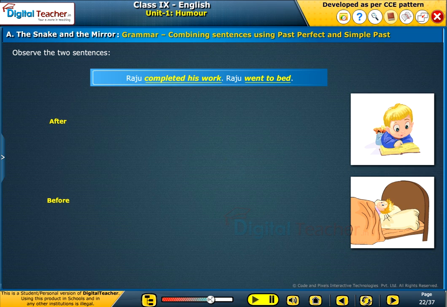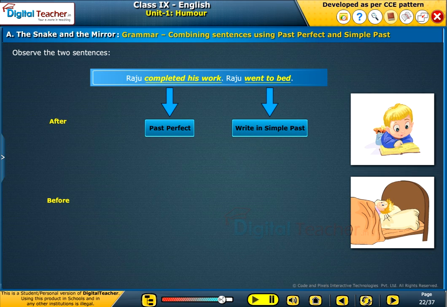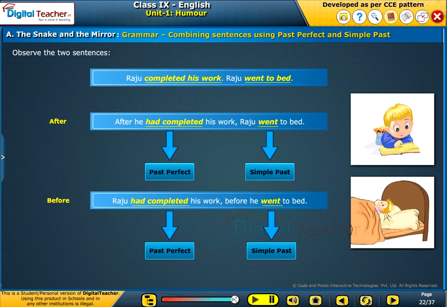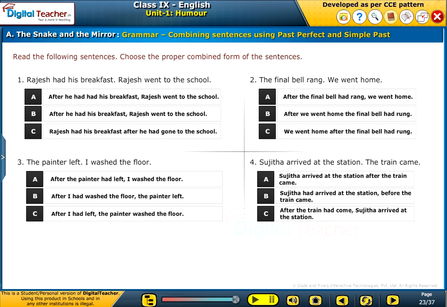In such cases, first action is written in past perfect, had plus verb 3, and the next action is written in simple past. From the example, Raju first completed his work and then he went to bed. So we can write complete sentence as follows. Let us do a simple activity to check your understanding. Read the following sentences. Choose proper combined form of the sentences.